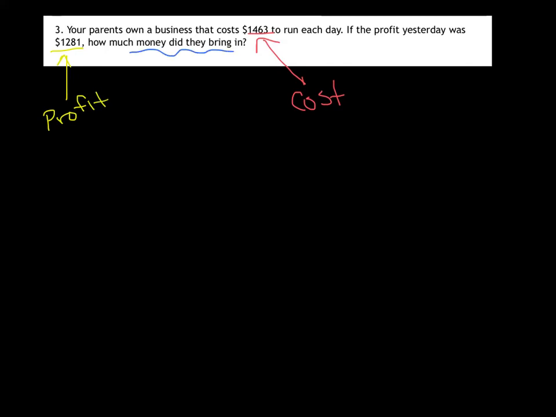Then they ask how much money they brought in. The amount of money they brought in is another way to say revenue. It's the amount of sales that they made, the amount they brought in, which is their revenue. So we are going to use the same formula that we had before, except that now our unknown, our variable, is going to be R for revenue.